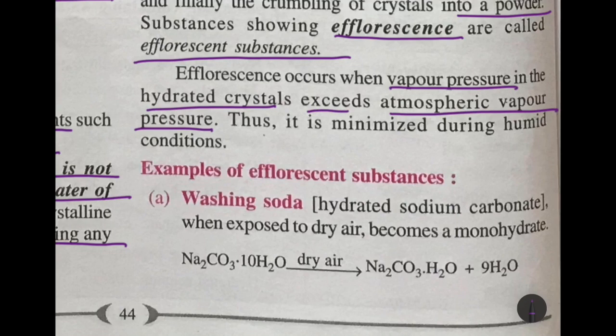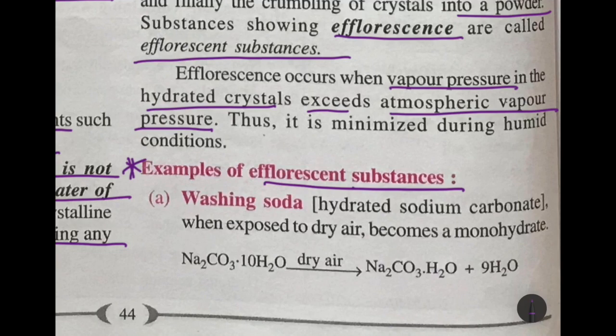So, when it is humid, where there is water vapor in the atmosphere, then they will not lose the water into the atmosphere. Examples of efflorescent substances, very important, children. So this is your next assignment for this upload only. You'll write down the examples of efflorescent substances as well.